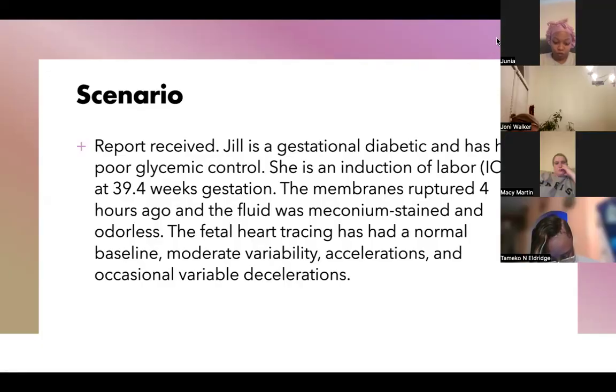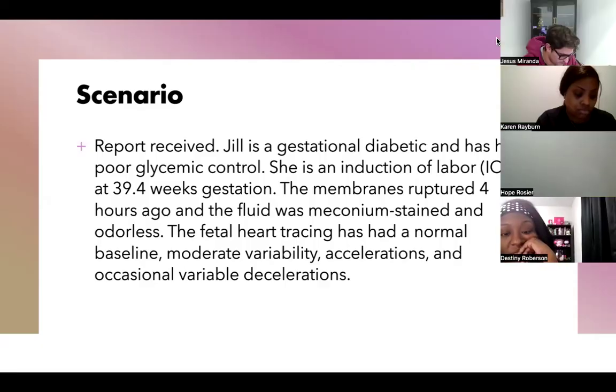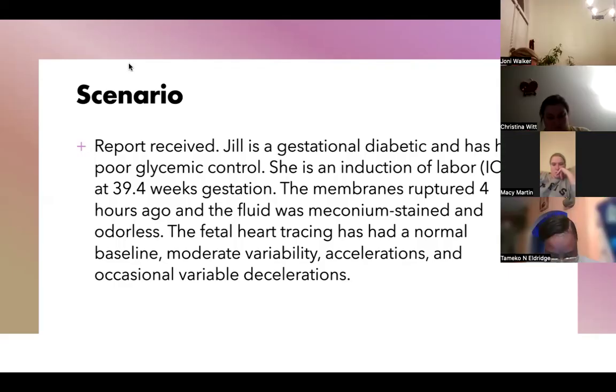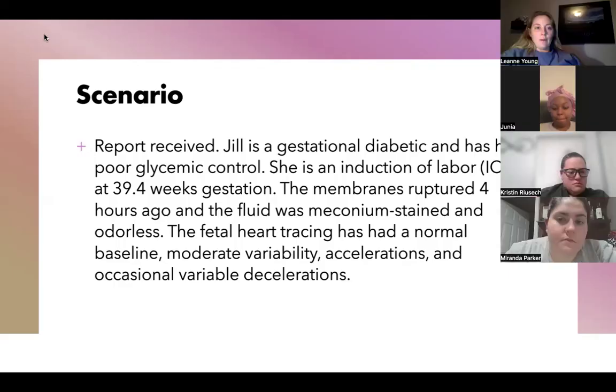Diabetes. Yes. What else? Her labor status. Meconium stained fluid. Yeah, meconium stained fluid. Poor glycemic control. Yeah, so this patient not only is a gestational diabetic, but she has not been managing it during her pregnancy. That is important for us to know.